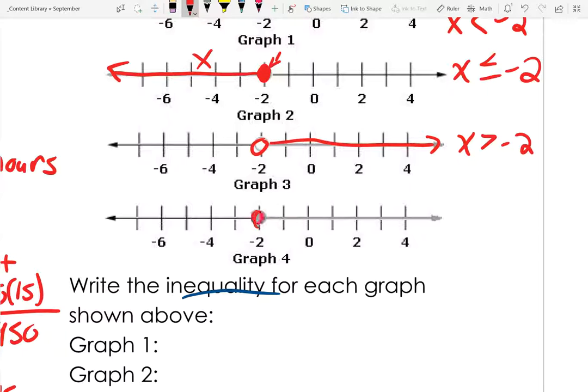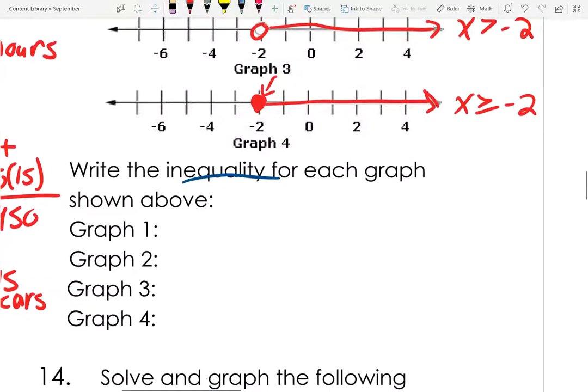Now the last one has a closed circle, and it's shaded to the right. So it's going to be x is bigger than or equal to, right? x is more than or equal to -2. So remember the closed circles? We're going to have that equal to portion, that little line underneath the inequality sign. Whereas an open circle doesn't have that line under it, okay? It's just a regular greater than sign or regular less than sign.